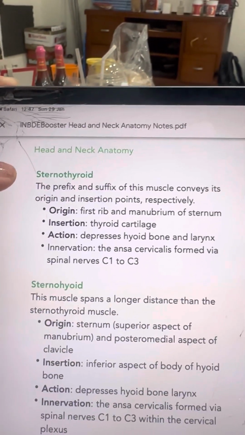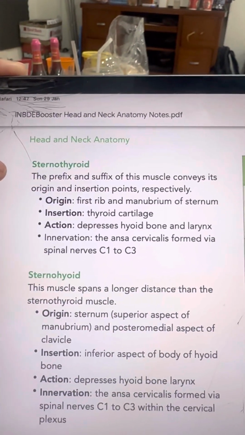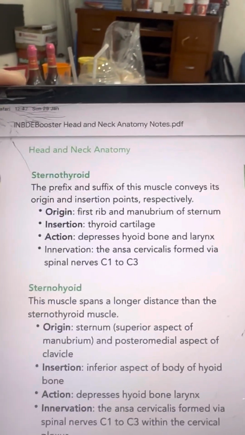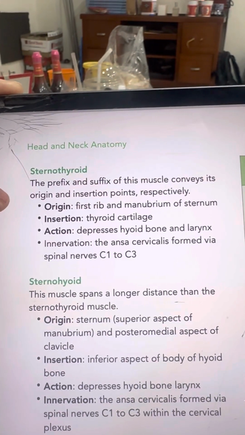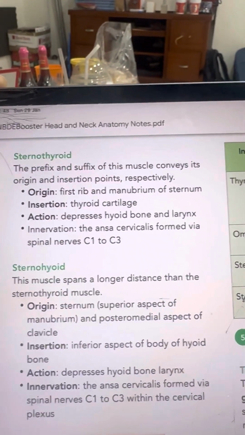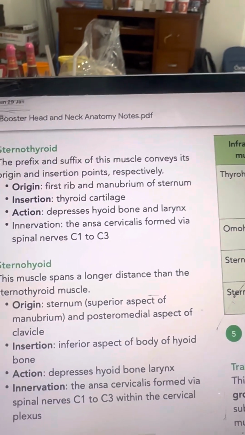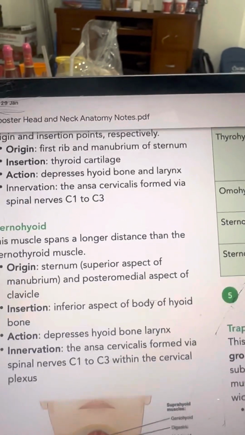Sternothyroid. The prefix and suffix of this muscle convey its origin and insertion points, respectively. Origin: first rib and manubrium of sternum. Insertion: thyroid cartilage. Action: depresses hyoid bone and larynx. Innervation: the ansa cervicalis is formed via spinal nerves C1 to C3.